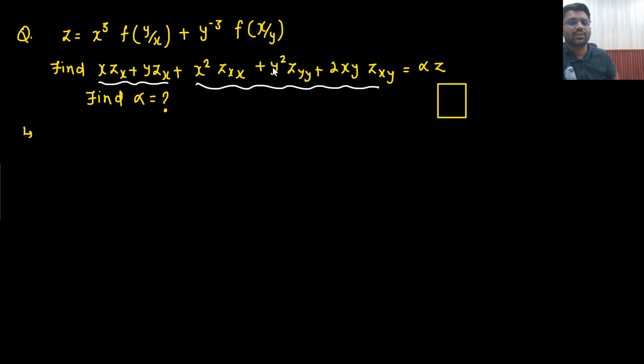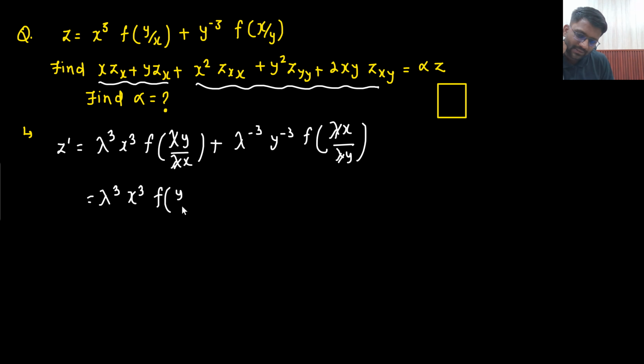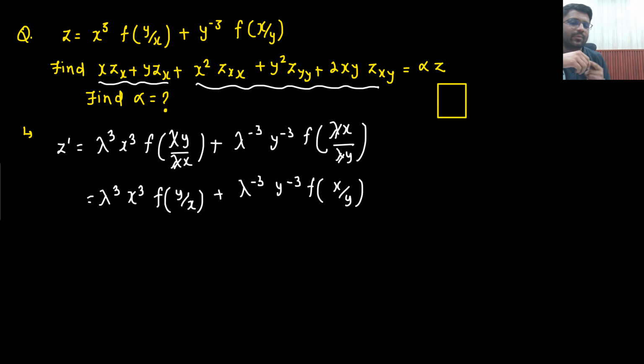is z a homogeneous function or not? What I will do: z dash, put lambda here, lambda to the power 3, x to the power 3, f of lambda y by lambda x plus lambda to the power minus 3, y to the power minus 3, f of lambda x by lambda y. This lambda is getting cancelled out, no issue, but the problem is that this is lambda x cube f of y by x, lambda to the power minus 3, y to the power minus 3, f of x by y. So what do you understand from here?